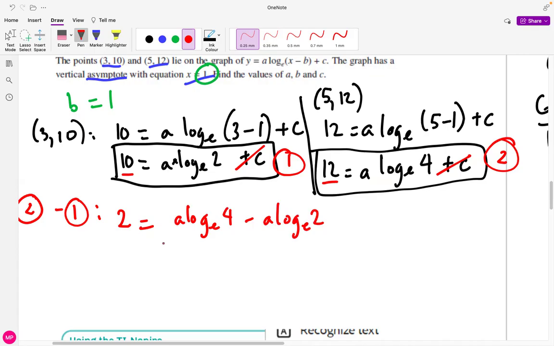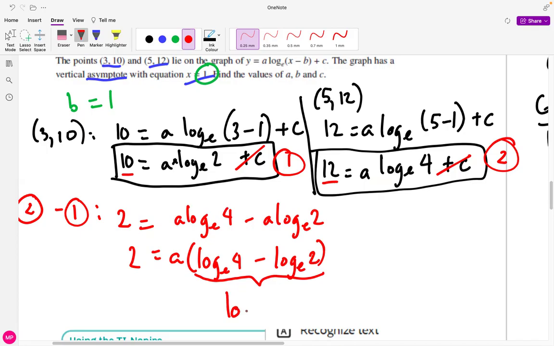Then from here I can solve for A. If I factorize, I take the A as common factor, I will have log A of 4 minus log A of 2. Okay, log A of 4 minus log A of 2 is a log rule. We will have log A of 4 divided by 2, which is 2. So I can write that as 2 equal A times log A of 2. So divide this over, you will have 2 over log A of 2 equal A.